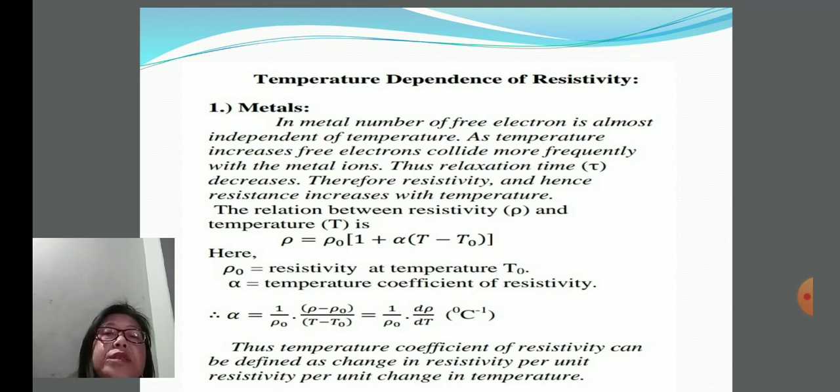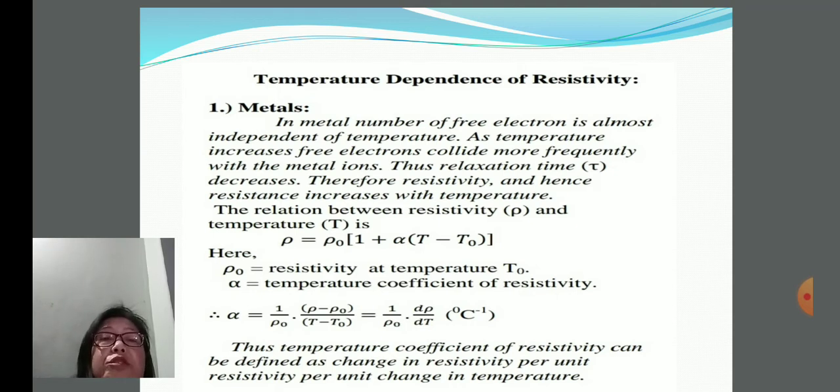The relaxation time tau will decrease. Then when tau decreases, what happens to the resistivity? Tau and resistivity rho are inversely proportional. So resistivity increases with temperature, as tau decreases.